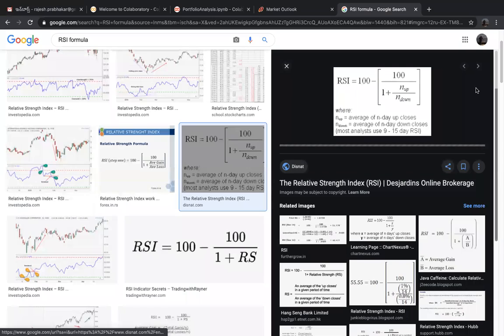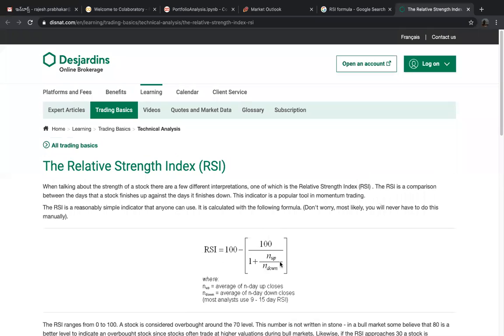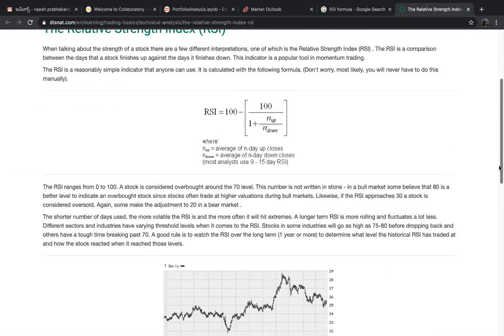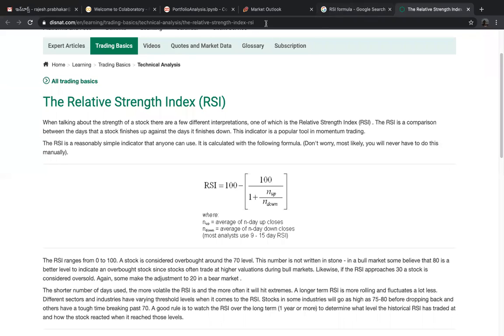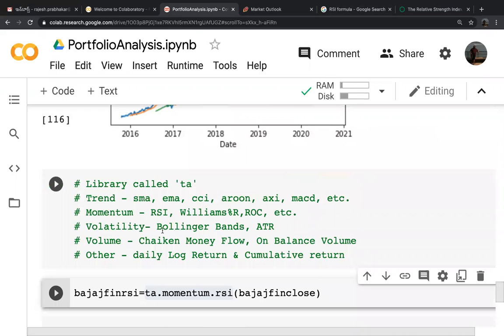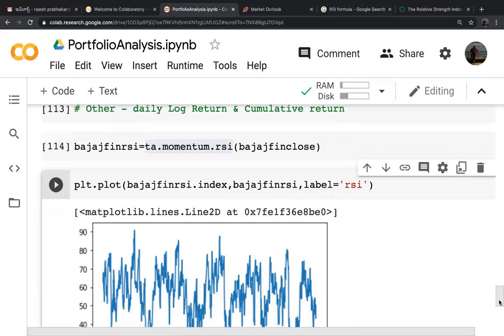This is the RSI formula, which we generally use to calculate the relative strength index. RS is the average of up moves divided by the average of down moves, and RSI is 100 minus 100 divided by 1 plus RS. These complex formulas are coded into a library called TA. The library called TA has all the indicators coded. You can use them and find the existing RSI. See, the existing RSI is going towards 50. So everything is very easy.